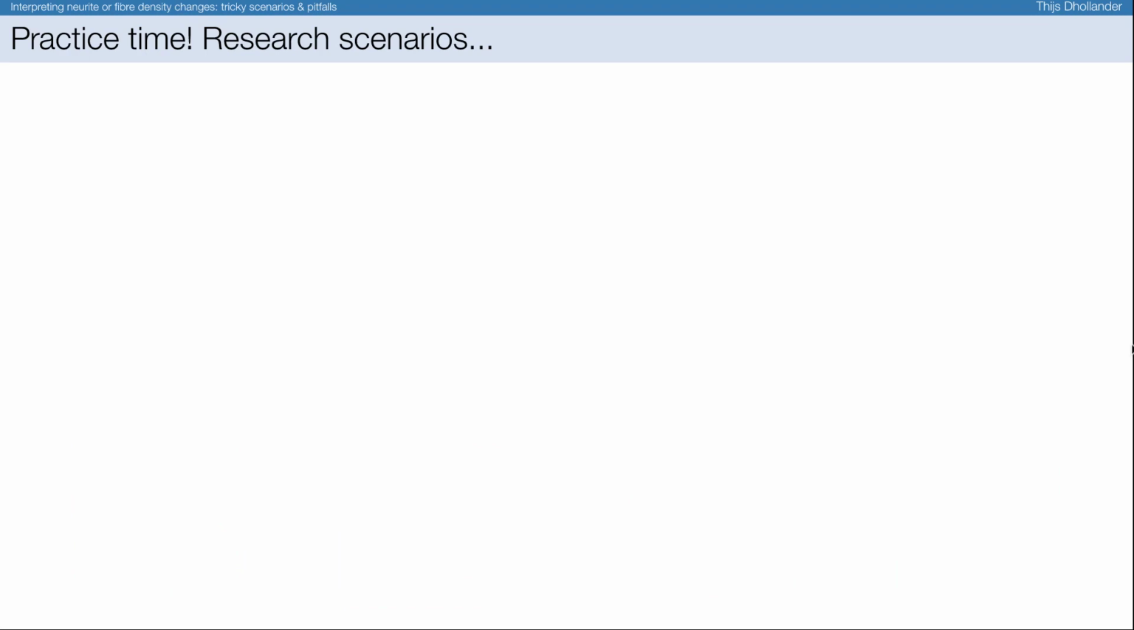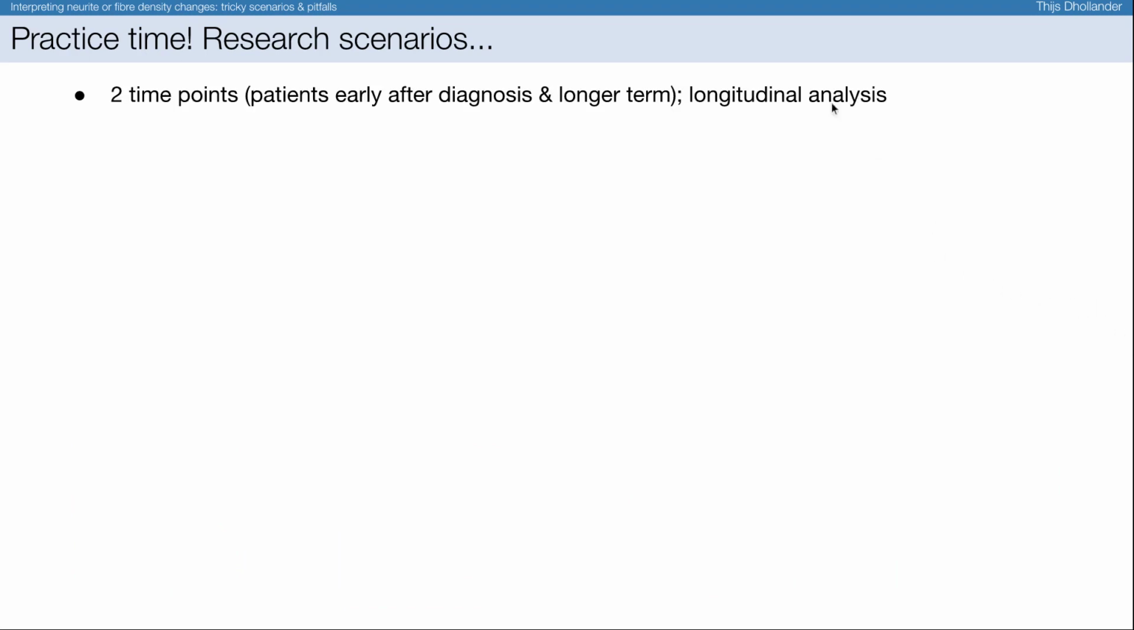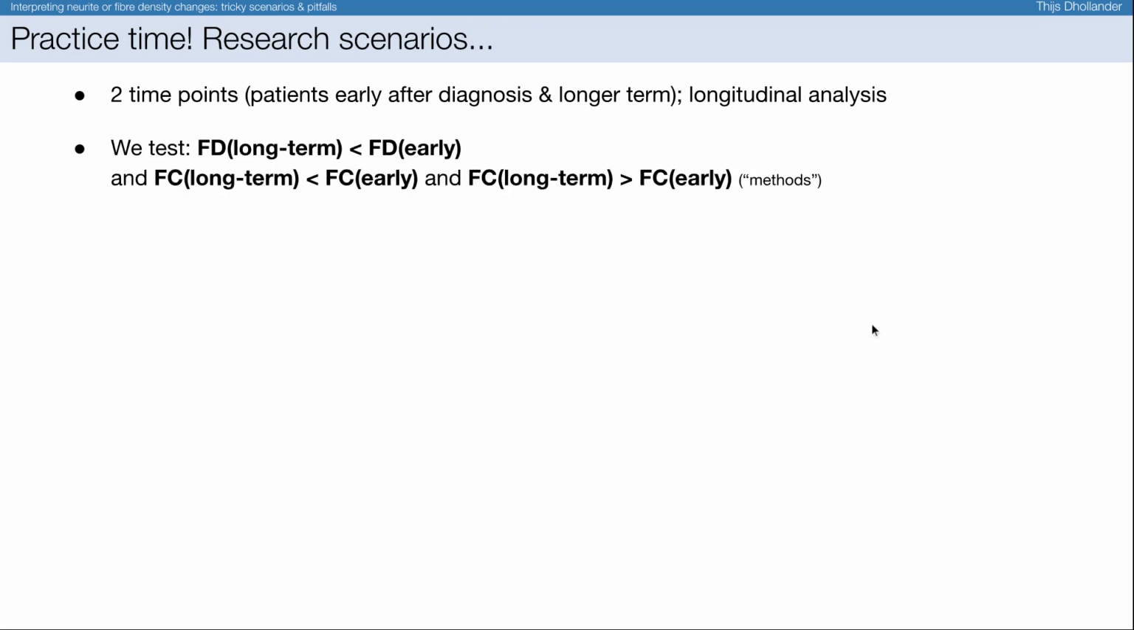Okay, next exercise. Very similar, again, longitudinal analysis, early and longer term patients. This time we test, is the FD in the long term decreased versus the early time point? Is the FC decreased? And we're not gonna get caught out. Is the FC increased? We also ask statistically. We do that, and this time we find something different. We find that there is no FD decrease based on this question. And we find that there is a significant FC decrease. So FC is not increased, but it is significantly decreased. And FD seems to not have decreased.